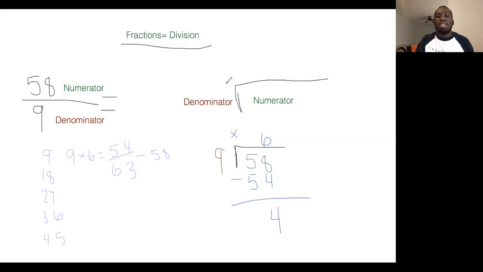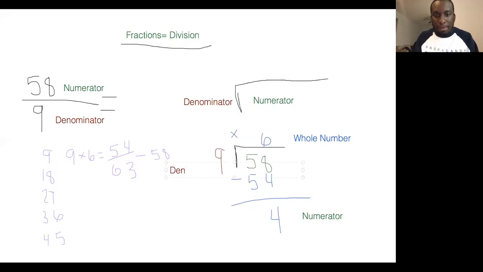Now I am ready to label my parts yet again. I thought I kept this on there, but apparently I didn't. This is my whole number. And excuse the noise, they're fixing my roof. So that's the noise that you probably hear in the background. This 4 is my numerator. And this 9 is my denominator.